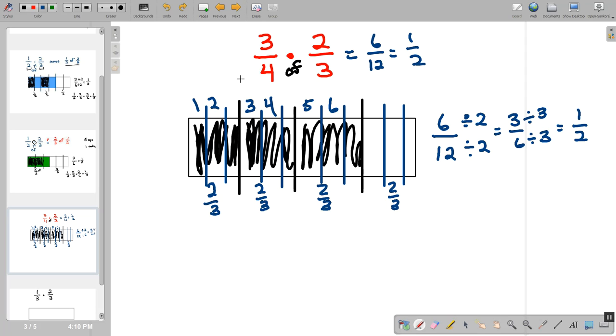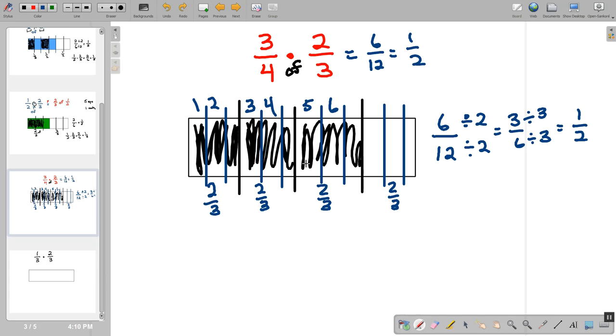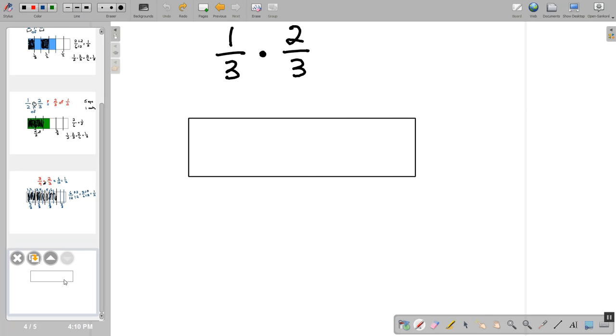Once again, because both of these numbers are less than 1, my answer had to be smaller than both of these fractions. And that is honestly as tough as the picture will ever get. If you can draw that picture, you can draw anything. I want you to try this one on your own, and then I'm going to work through it afterwards.